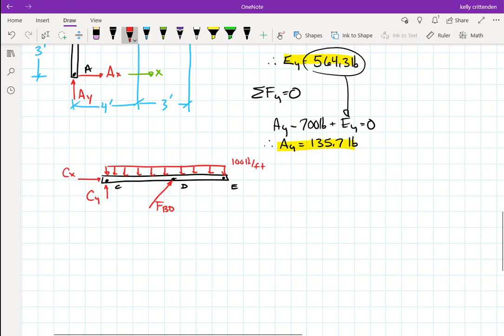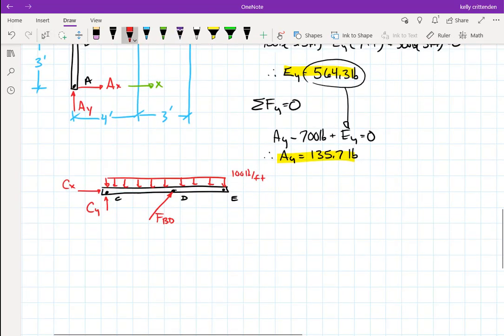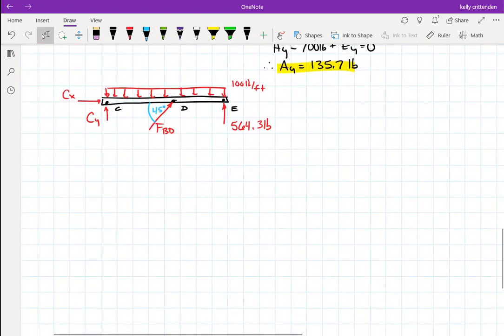E has the roller. We did solve EY is 564, so we can just put that. It is positive, so we know the direction is up the way that we originally drew it. And we can just put 564.3 pounds. So we could stop there, do this free body diagram, and solve for all the unknowns in the truss. But again, let's just draw the others to make sure. Make this 45 degrees. Let's draw BD.